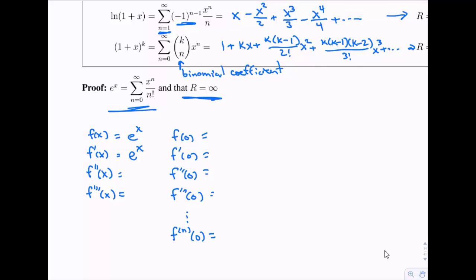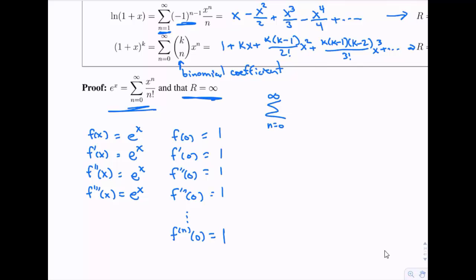So e to the x, first derivative is e to the x, second derivative is e to the x, third derivative is e to the x, and we can see that this is kind of straightforward. So if I plug in 0 into all of these, I get 1. So no matter what the derivative is, when I evaluate at 0, I always get 1. So you can see I kind of got the pattern here.